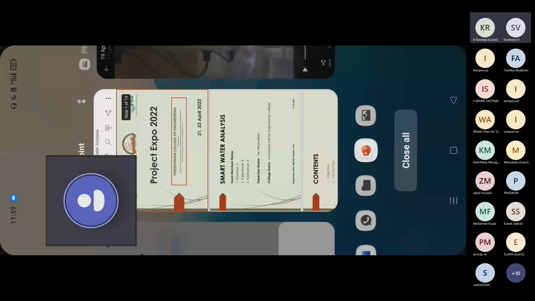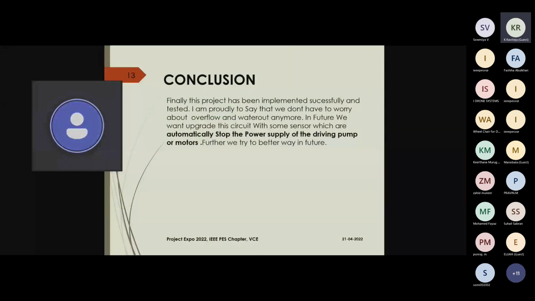This is the last slide. Conclusions. Finally, this project has been implemented successfully and tested. I am proud to say that we don't have to worry about overflow and running out of water anymore. In future, we want to upgrade the circuit with a sensor which will automatically stop the power supply of the driving pump or motors. Further, we will try for better ways in future.